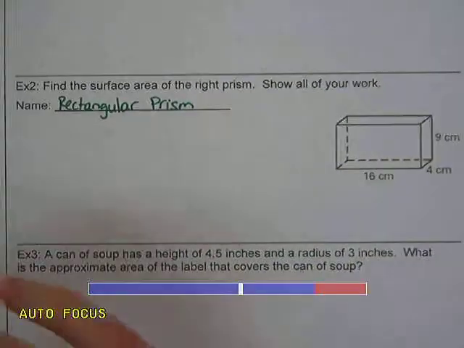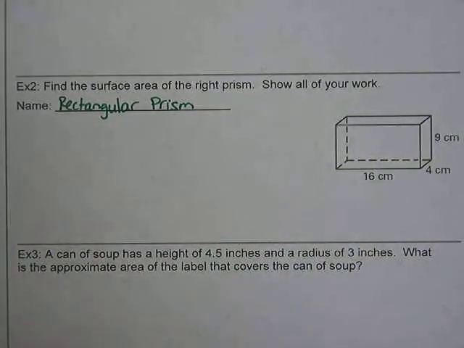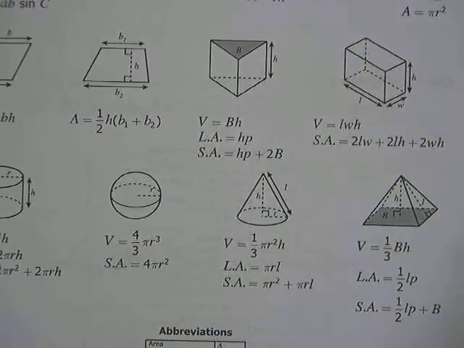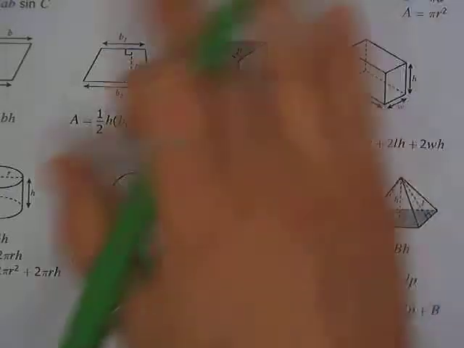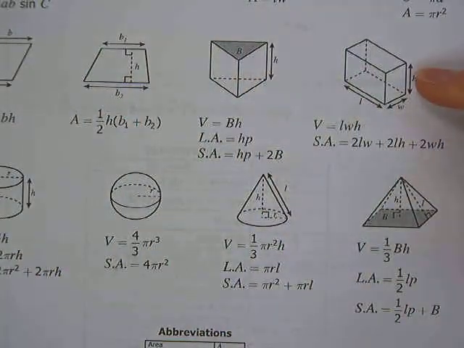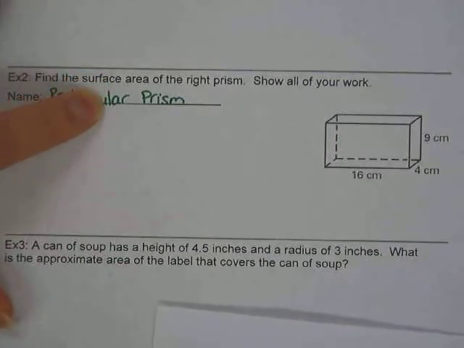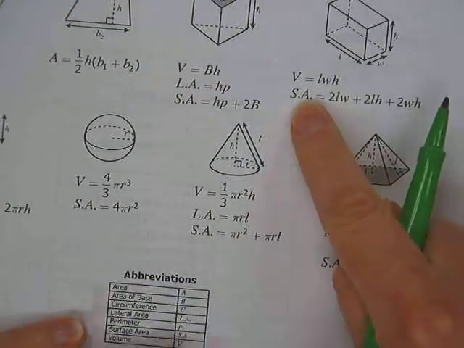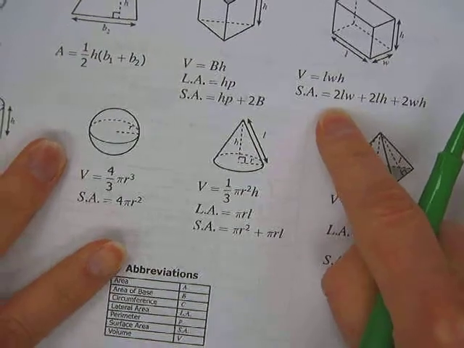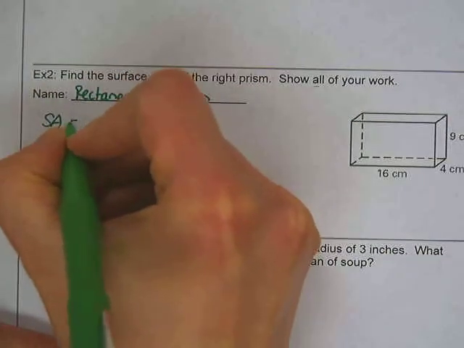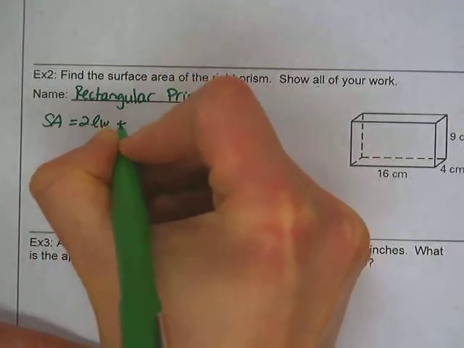Now, this figure is probably one of the more familiar figures, and if you look at your formula sheet, there's going to be a formula that's associated with it that you probably are familiar with as well. So if you look, hopefully you recognize that this is the shape that we're going to be using, and if you look at the question, it is asking for surface area. So the surface area formula is going to be 2LW plus 2LH plus 2WH. So to show all of my work, I'm going to write down that formula.